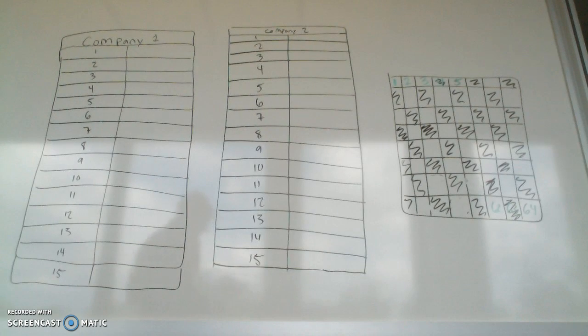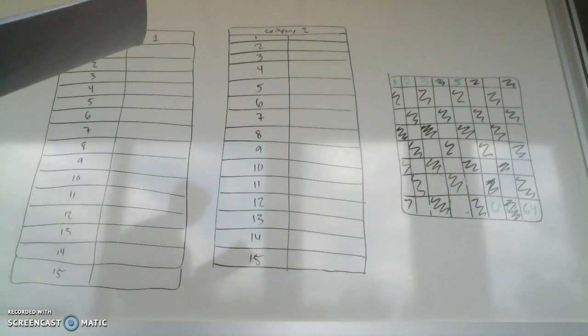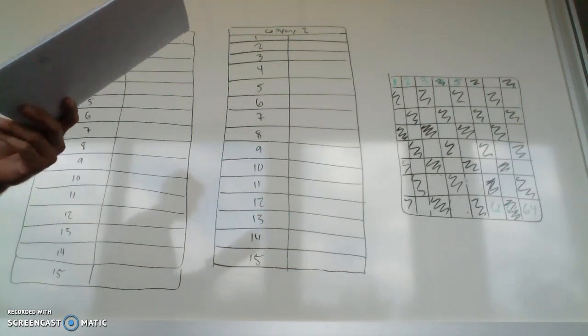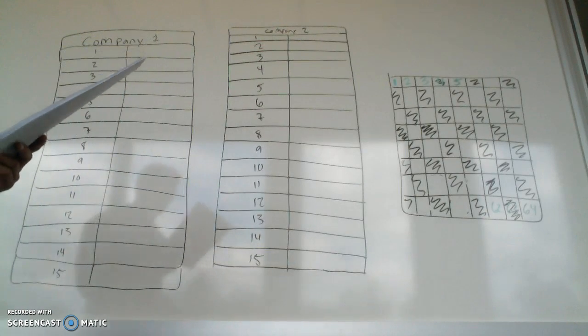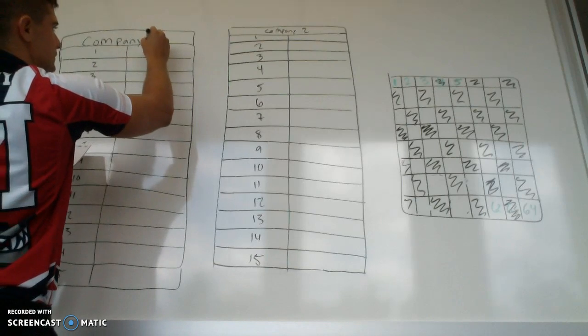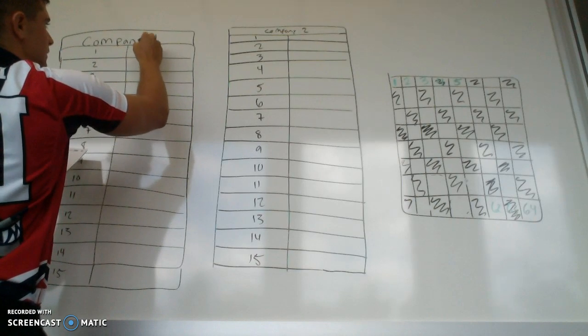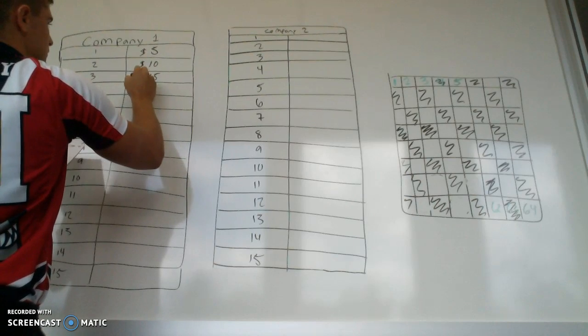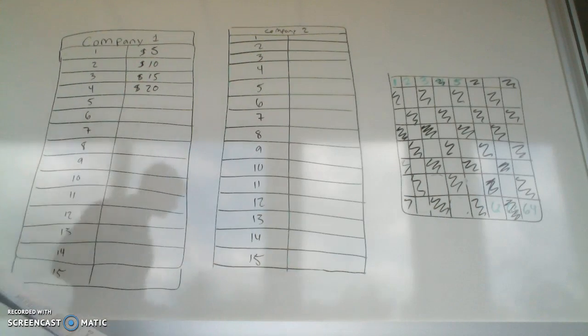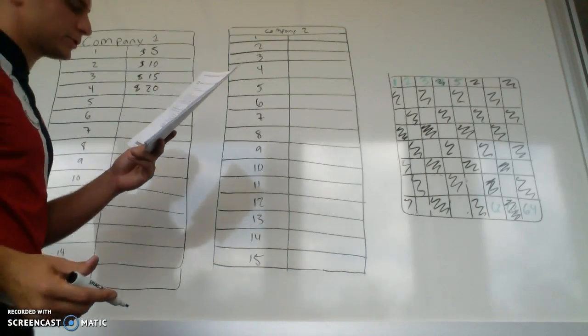So company 1, on day 1, the penalty is $5. On day 2, the penalty is $10. On day 3, the penalty is $15. On day 4, the penalty is $20, and so on, increasing by $5 each day. So we can fill that in. So that'd be $5, $10, $15, $20, and this pattern continues. So you can fill that in on the worksheet.